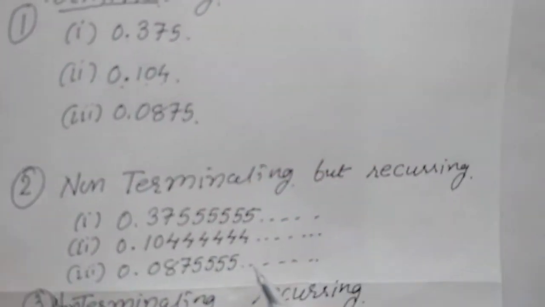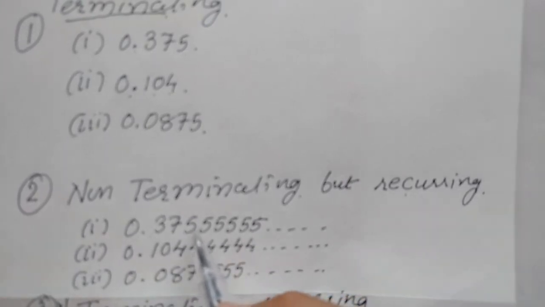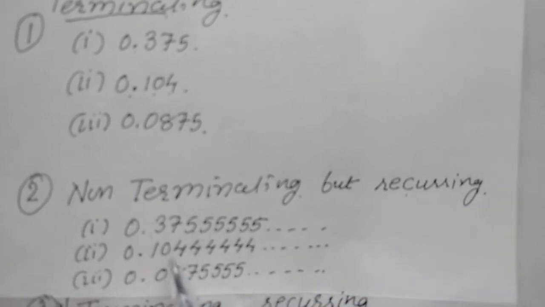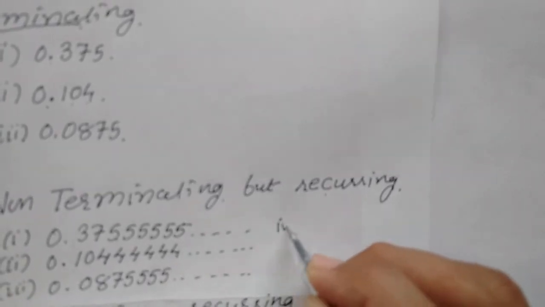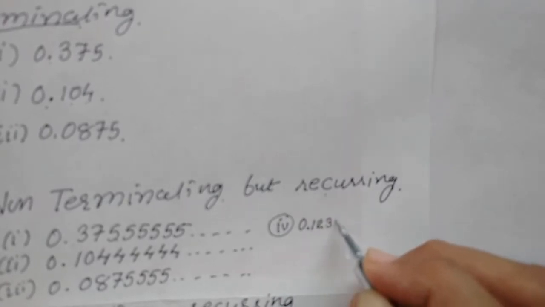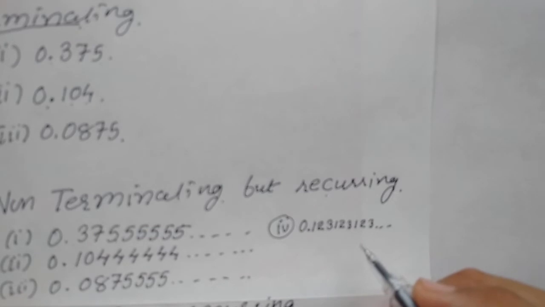Now, non-terminating but recurring, like this: 0.37555. So here the number 5 repeats, or recurs. Similarly here 444, or sometimes a group of numbers is also there. Suppose it is like this, 1 2 3 1 2 3 1 2 3, a group of numbers. That way also decimal expansion is possible.